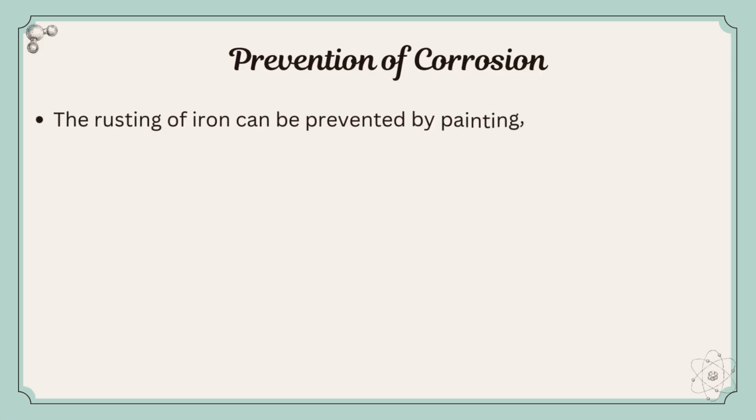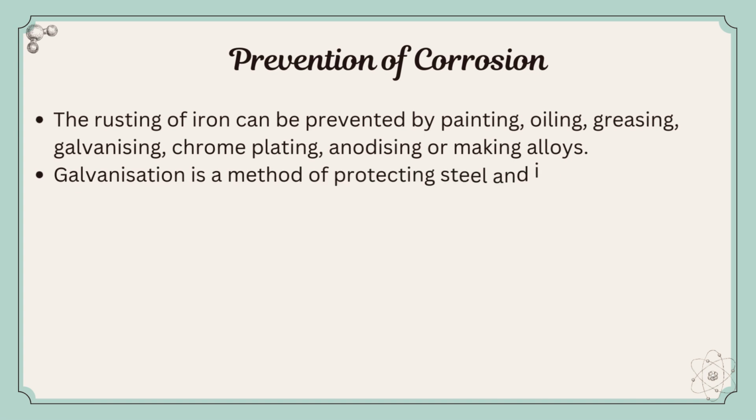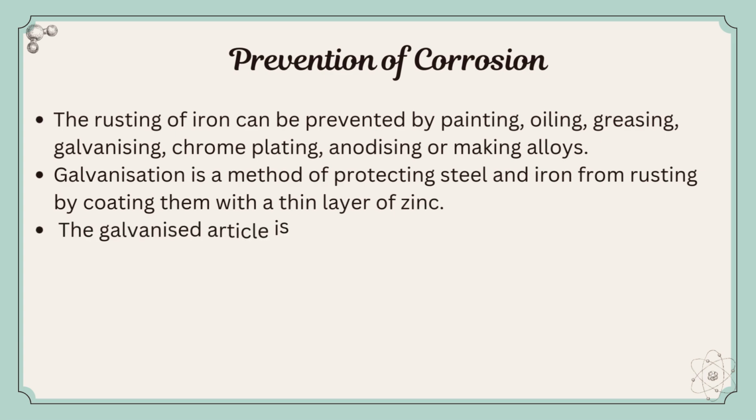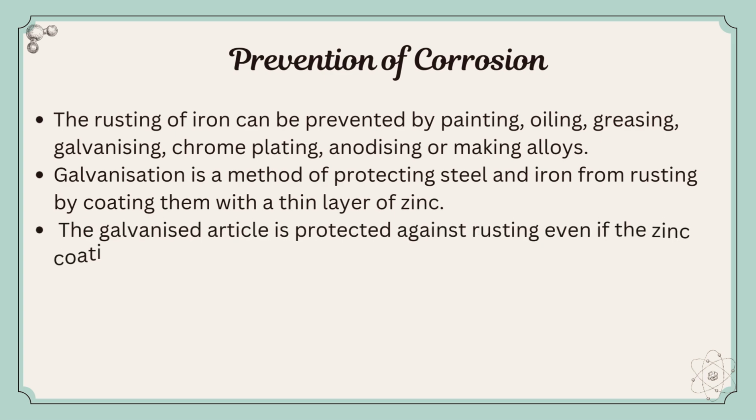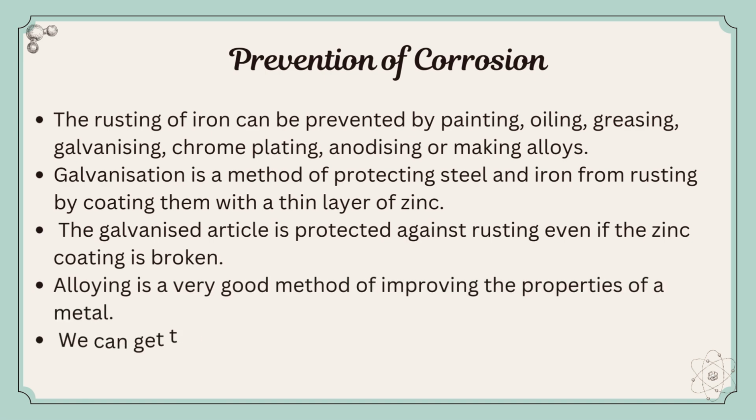Next is how to prevent the corrosion of different metals. Rusting of iron can be prevented by painting, oiling, etc. And galvanization is the method of protecting steel and iron from rusting by coating them with a thin layer of zinc. The galvanized article is protected against rusting even if the zinc coating is broken.